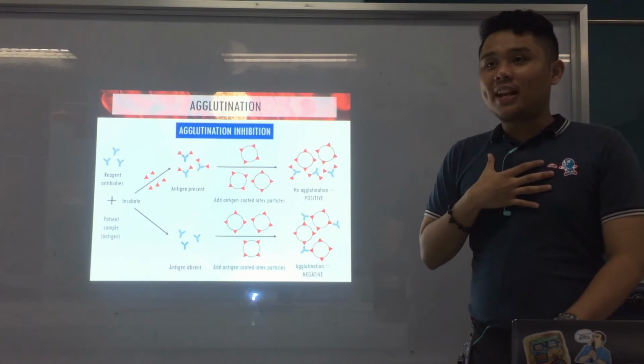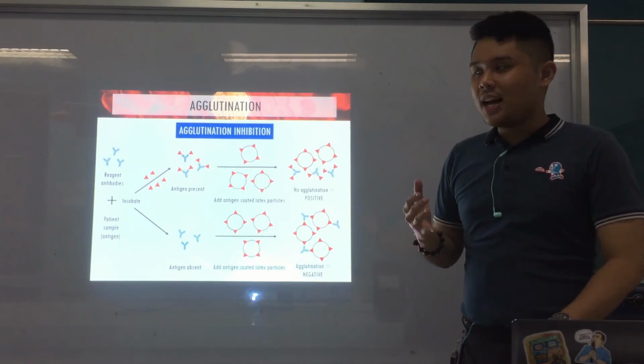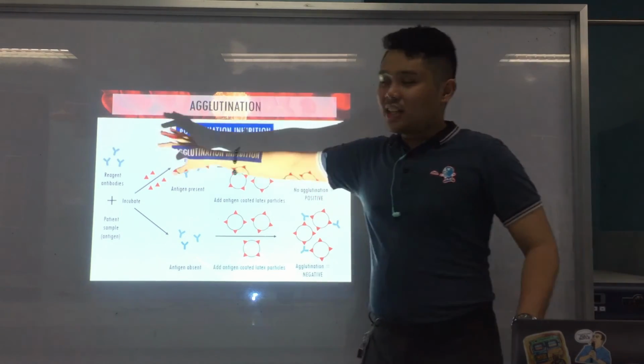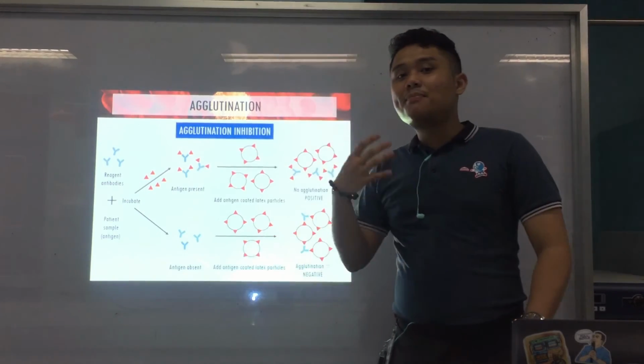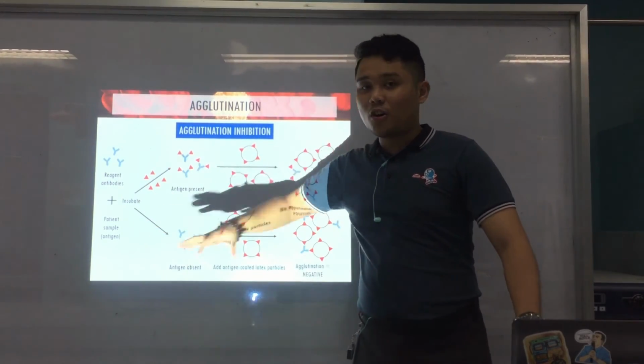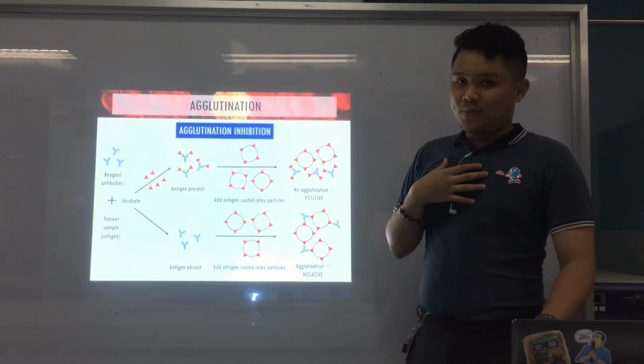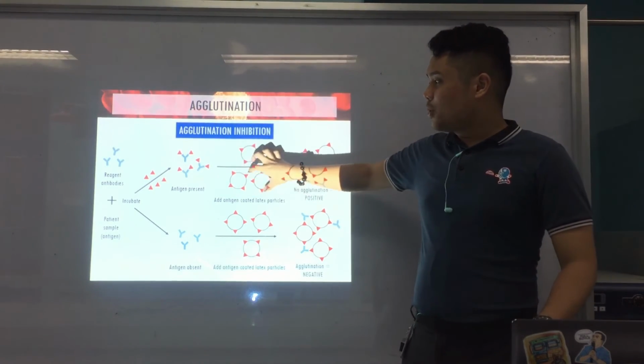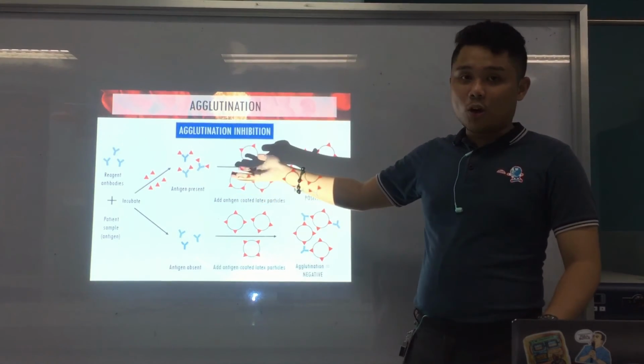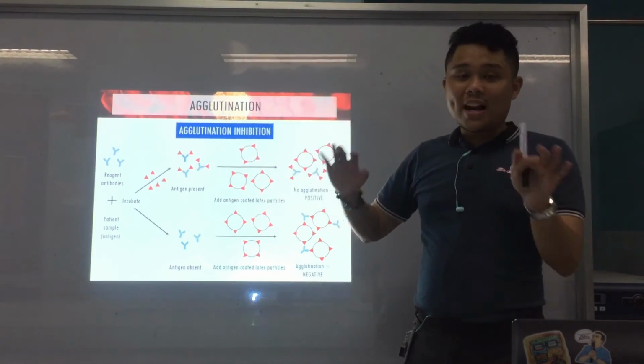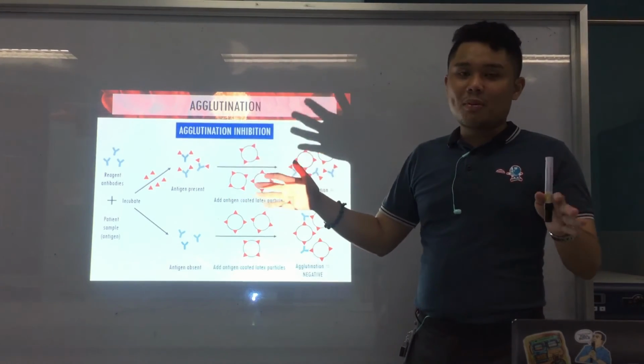So if there is no agglutination, it means that the reagent antibodies have already been bound by the antigens found in your patient sample. Okay? So when you add the antigen-coated particles, there are no free antibodies left to bind the latex particles.